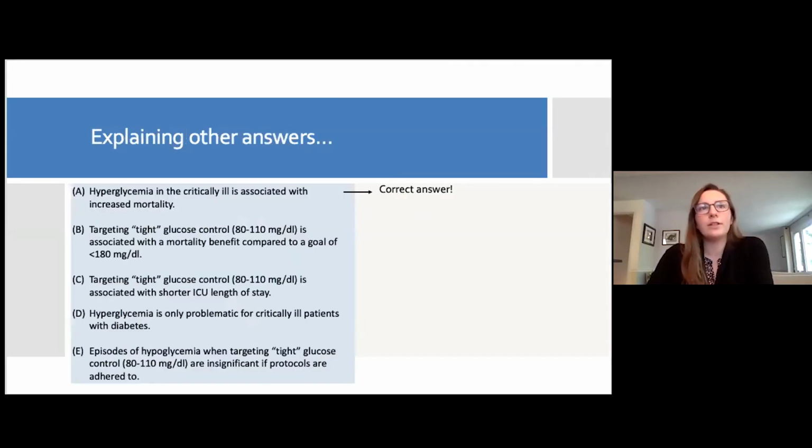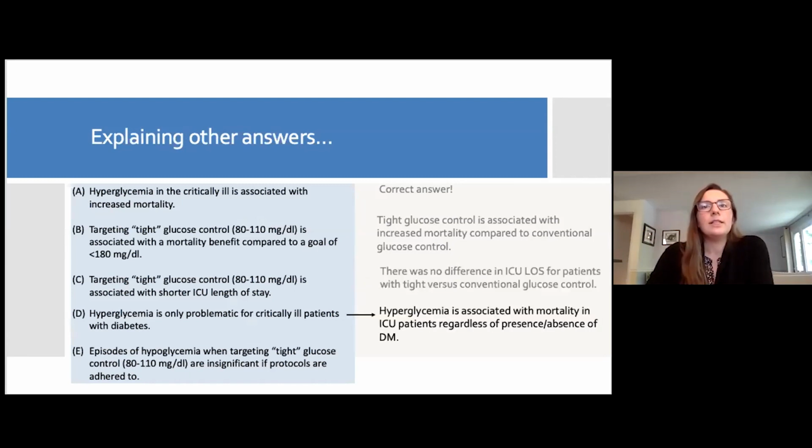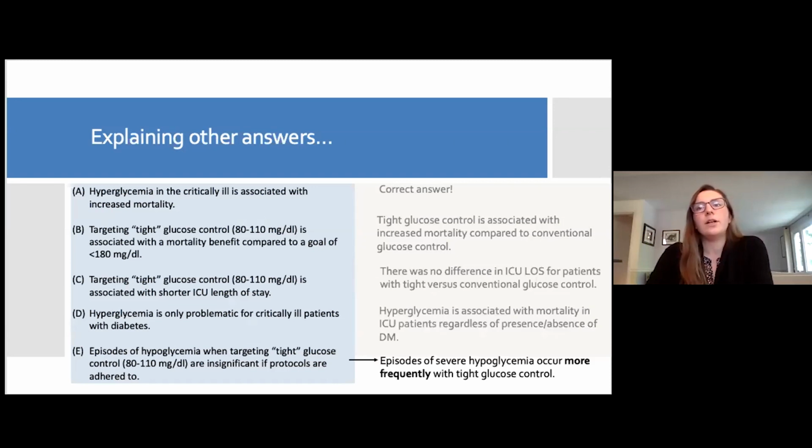So if we look at these other answers, A is correct. B is the opposite, that tight control is associated with increased mortality. C, there was actually no difference in the ICU length of stay based off of the level of glucose control. D, incorrect, because hyperglycemia is associated with mortality in all ICU patients regardless of the presence or absence of diabetes. And E, we saw that episodes of severe hypoglycemia occur more frequently when we have tight glucose control.